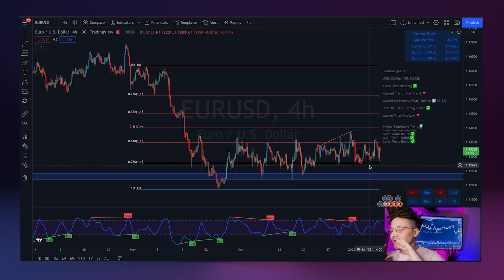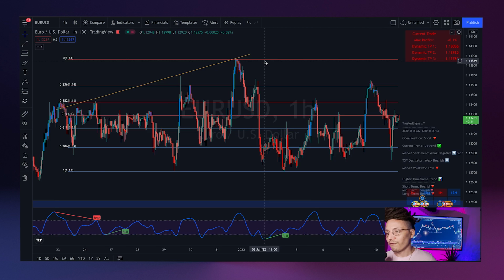This is another completely different strategy where you don't need a buy or sell signal. You can use the Fibonacci retracement levels and the auto divergence oscillator. Now for another example, let's dive into the 1 hour here.